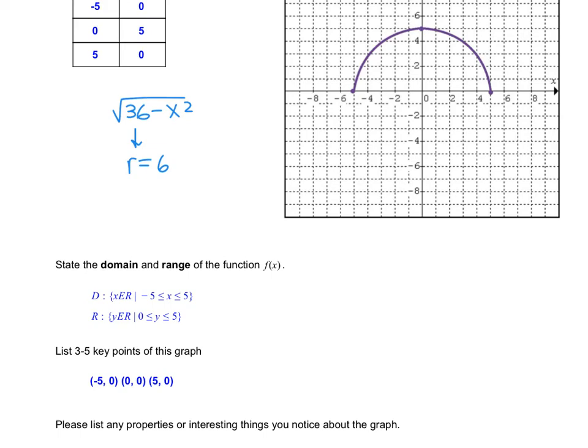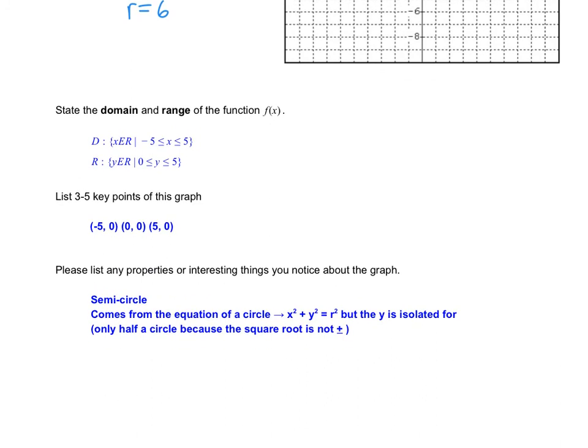I wrote down the points for my table of values for the key points, and for the properties I mentioned, it is a semicircle. It comes from the equation x squared plus y squared equals r squared, but the y is isolated for, and I mentioned it's only half a circle because the square root is not plus minus, which I showed you above.